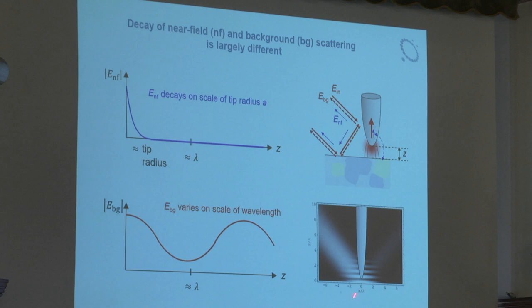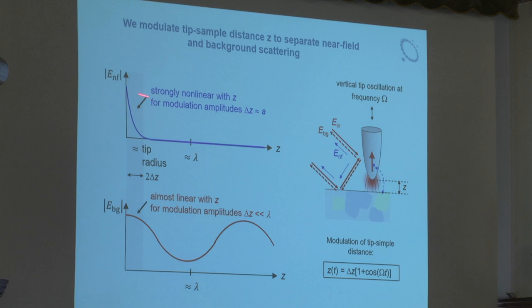And that happens on a scale of the wavelength, because that's a far-field interference effect, and we all know far-field interference effects cannot lead to structures in the light that are smaller than half the wavelength, or roughly the wavelength. So now we have these two very different length scales, and we make use of them. We bring the tip very close, and we look at this tiny little area.